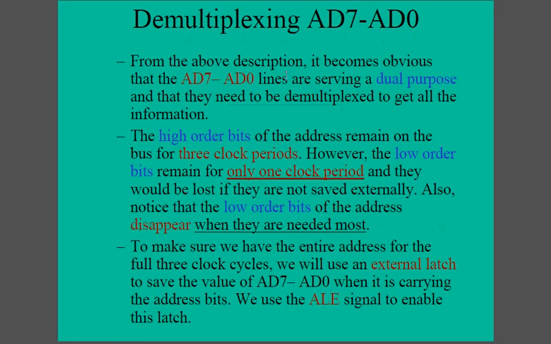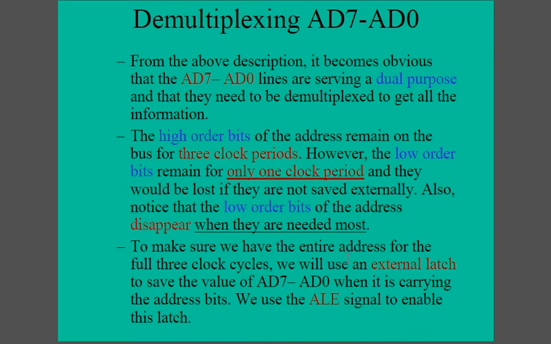Okay, so the high order bits of the address remain on the bus for 3 clock cycles. However, the low order bits remain for only 1 clock period, and they would be lost if they are not saved externally. Because the low order bits, AD7 until AD0, will only remain for 1 clock cycle. That's why they introduce the latch here.